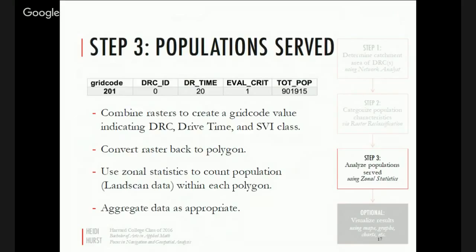Yeah, I mean, your methodology seems like we have to go back to polygon. We have to do the zonal statistics. Could you do statistics with two rasters? So, the problem I was bumping up against is I didn't know how to do aggregate statistics for the LandScan data, which was a raster, using the classifications from another raster, being the combined drive time.